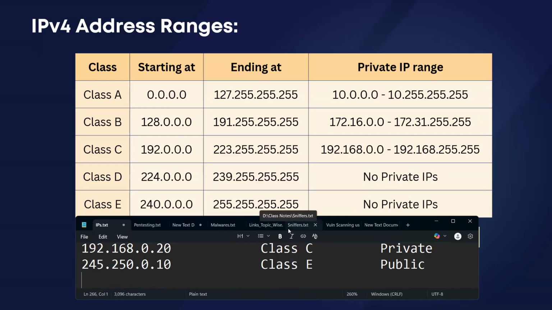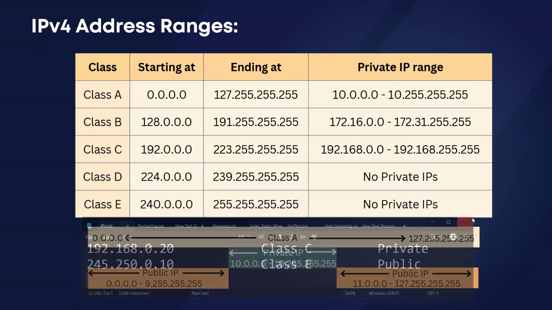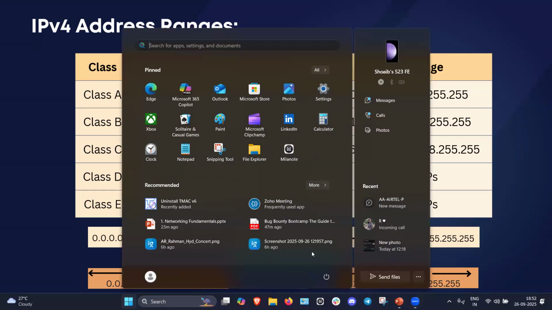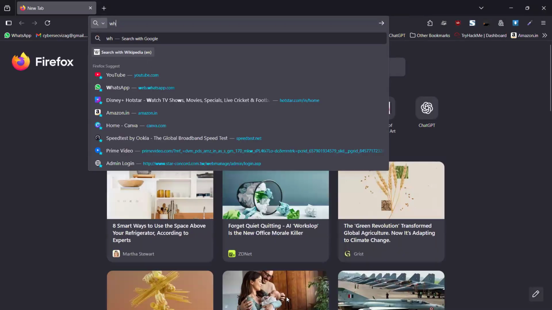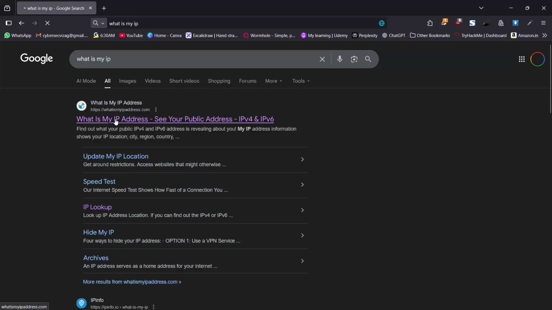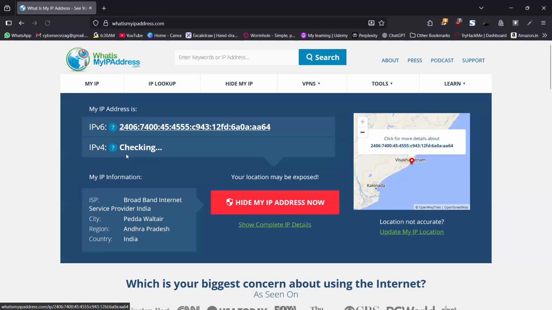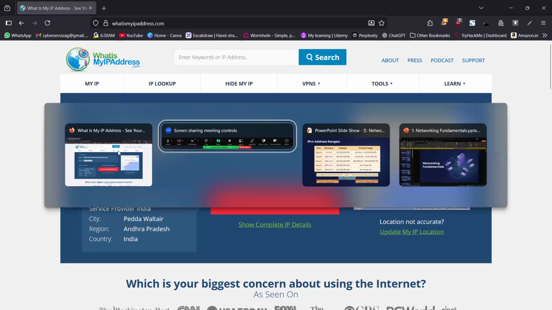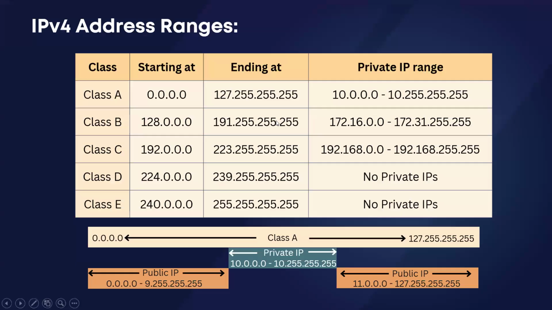Okay, nothing more. So again, this is how you can categorize which IP belongs to which class and whether it's public or private IPs, guys. Now, if you recall, in the last class, I showed you how to check your public and private IP as well. If I go to my browser and check for what is my IP, what does this show me, guys? It shows me my public IP. If I click on any of these websites, I get an IP here, something like 49, 204, 239, 65.